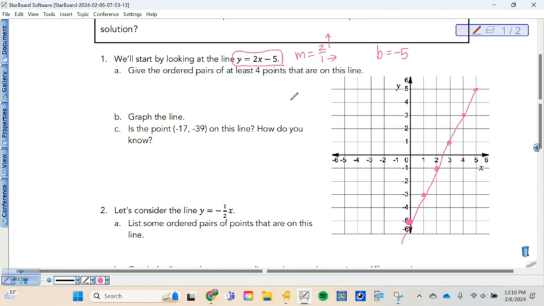Can we name at least 4 ordered pairs that are on this line? Give me a point that is on this line. Good. 0, -5. 2, -1. What else? -3, 1. Oops. 3, 1. What else? One more. 4, 3. Yeah, 4, 3. Good.